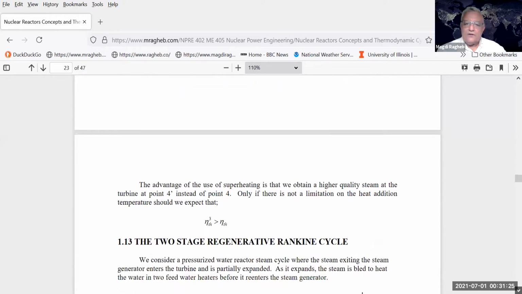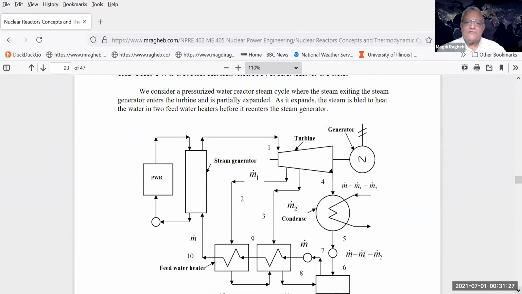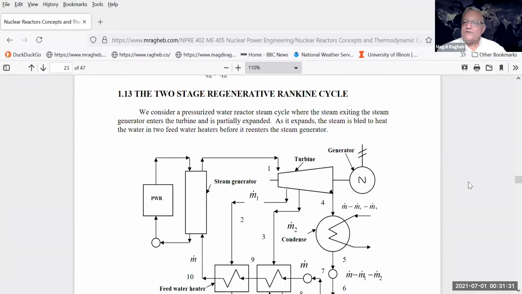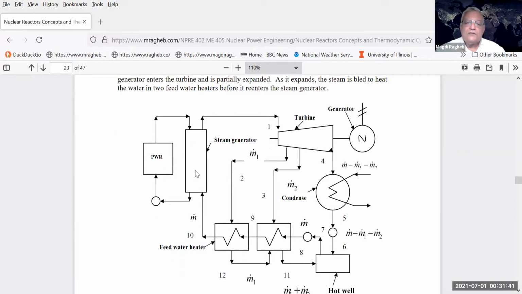So superheating is a way of enhancing the efficiency. In practice, in operating nuclear power plants on the steam cycle, we use a two-stage regenerative Rankine cycle shown in that diagram. So why is it two-stage? Let's assume we are using a pressurized water reactor.